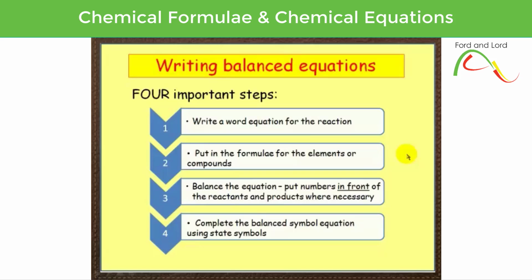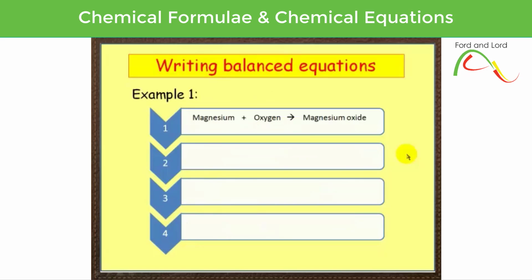Ready for an example? Here we go. Example number 1. Magnesium plus oxygen. This is a word equation. Gives magnesium oxide. You now know these formulae. So look, shall we? Mg plus O2 gives MgO.